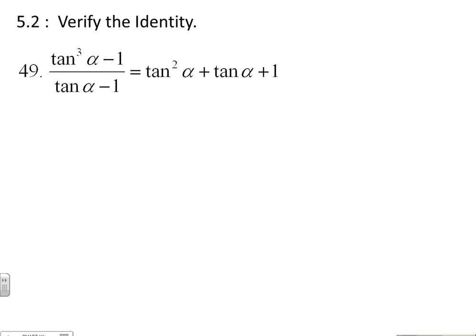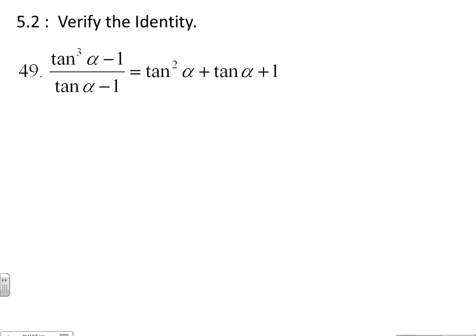Oh, this is so awesome. It's cheating. So good. Tangent cubed of, I don't know, let's call that fish. Tangent cubed of fish minus 1 on tangent fish minus 1 is supposed to equal tangent squared of a plus tangent of a plus 1. All right, I think I'm going to work with this on the left.